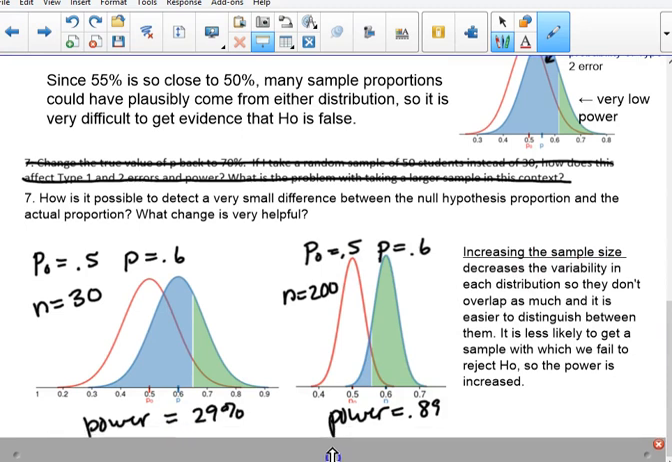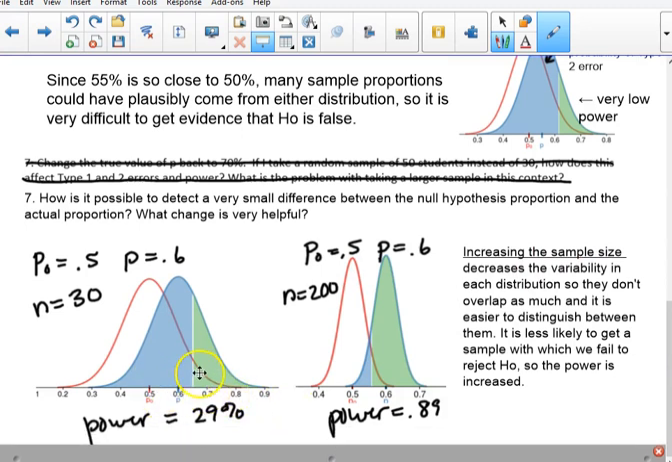If I increase the sample size, notice in both of these, I made the true proportion 0.6 because I couldn't increase the sample size enough on the applet to make it a big enough difference with the 0.55. So these are fairly close together, still very difficult to detect a difference, lots of overlap in the distributions when the sample size is 30. But if I make the sample size 200, then I can see enough distinction between the two distributions that it would be more likely to detect the false null hypothesis. The power goes from 29% to 89% when I make this change.